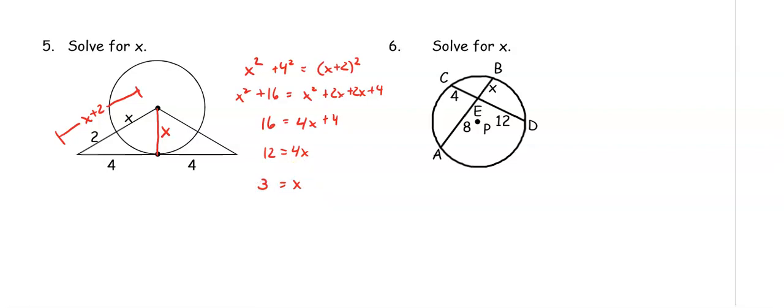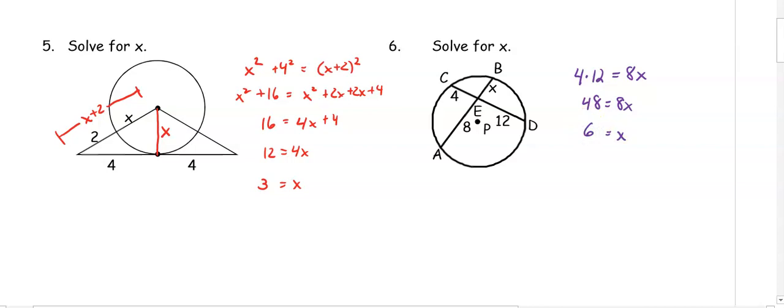Number 6 is one of our power theorems. This is a chord. So in a chord, the pieces are multiplied together that are on the same chord. So we have 4 times 12 equals 8x. 4 times 12 is 48. When we divide, we get x is 6.